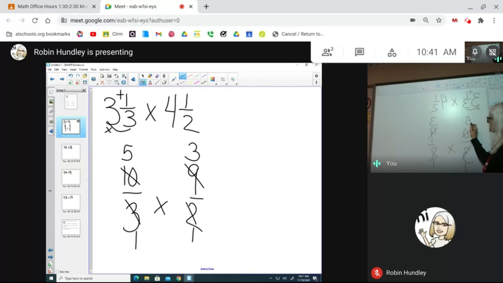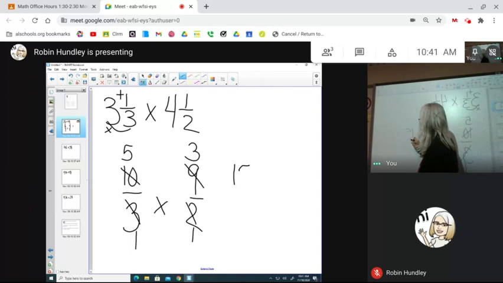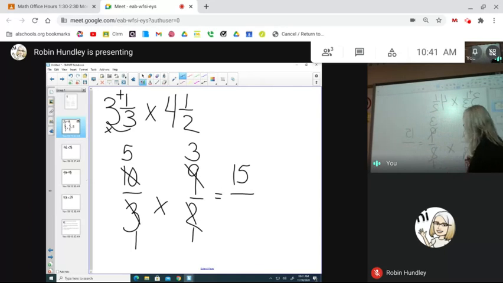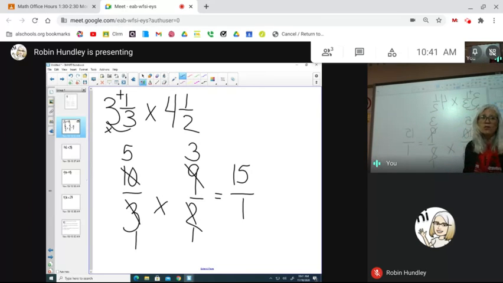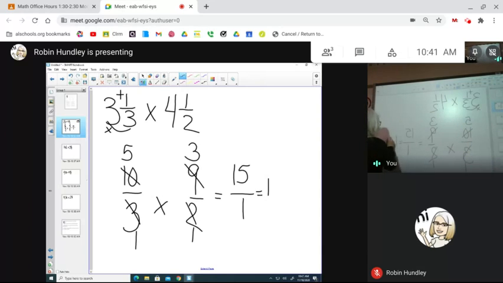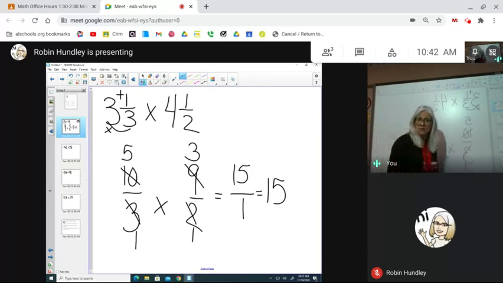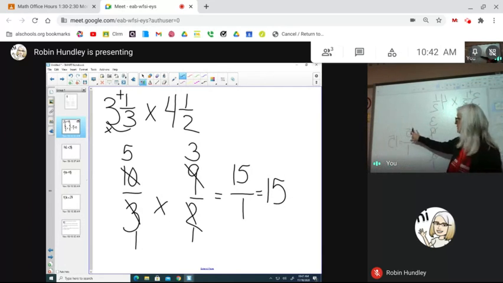Now I multiply these numerators. 3 times 5 is 15. And 1 times 1 is 1. 15 over 1 is essentially saying the same thing as the whole number 15. Remember, fractions are like division problems, and 15 divided by 1 is 15.